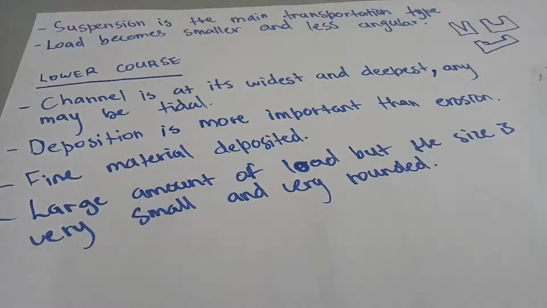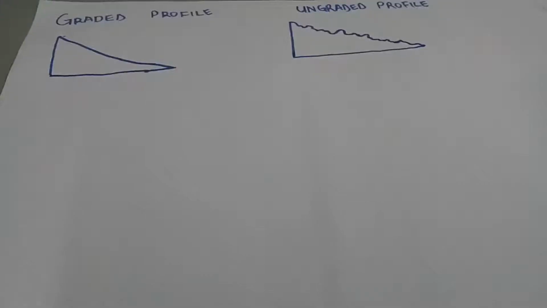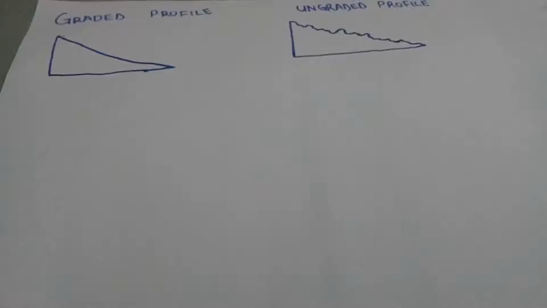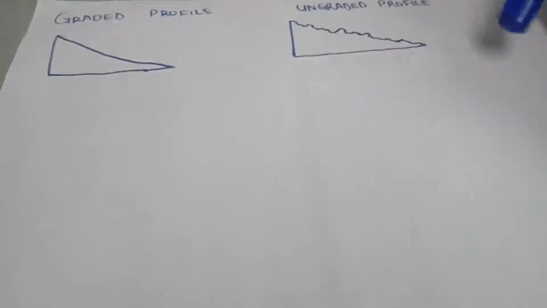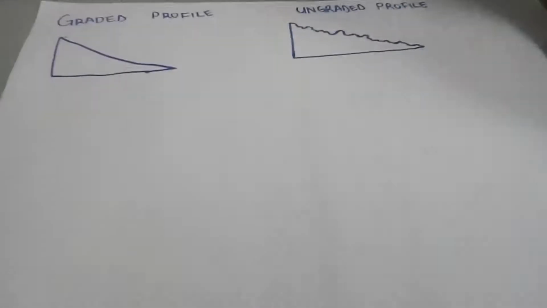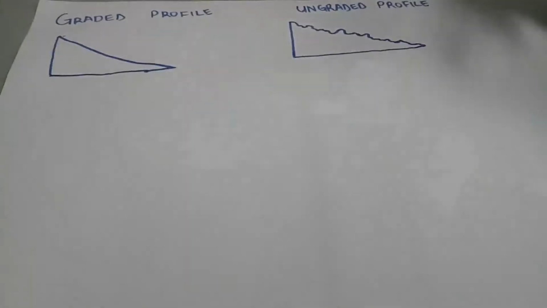So now we're going to talk about the graded profile and the ungraded profile in the next following lesson. We have graded profile and ungraded profile. You must know the difference and must know more about these two concepts. Graded profile is whereby a river is graded, but ungraded profile is whereby a river is ungraded. As you can see, this is an illustration of a river. It's a longitudinal section of a river, a longitudinal profile.